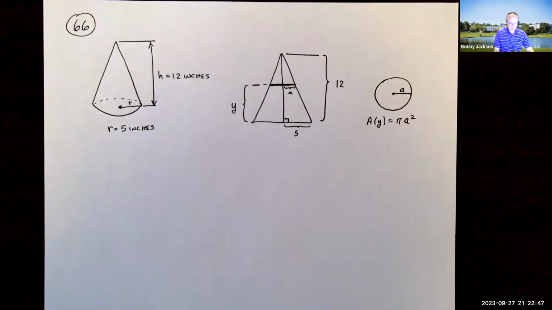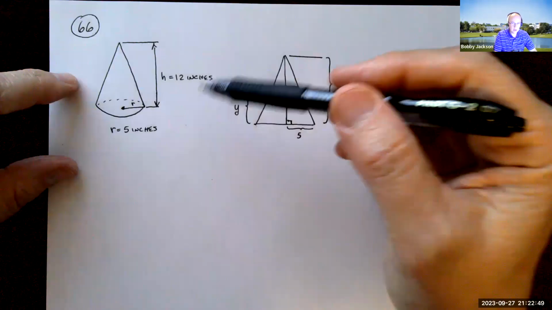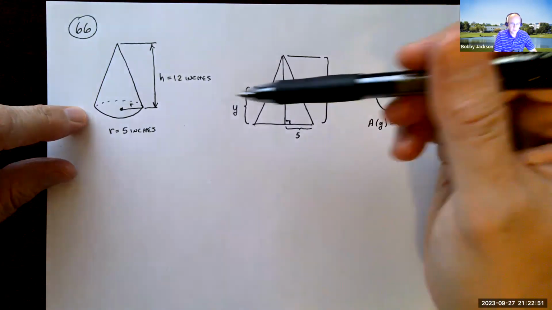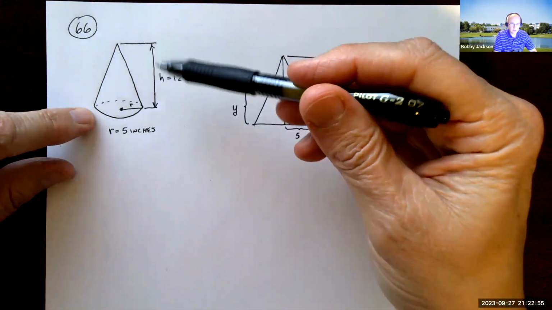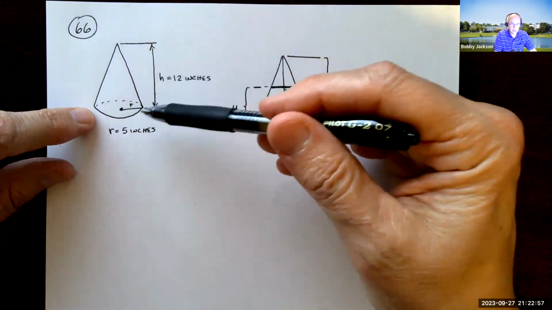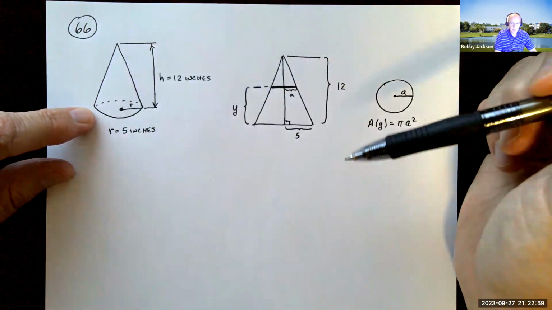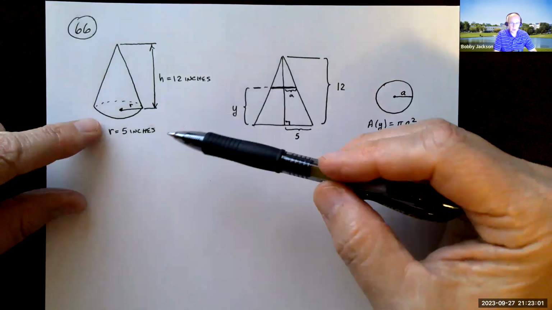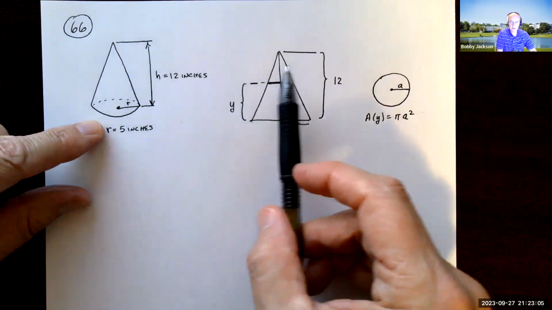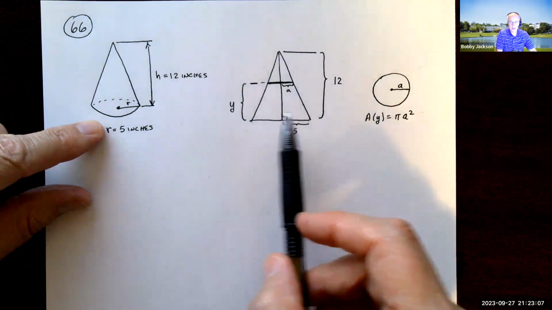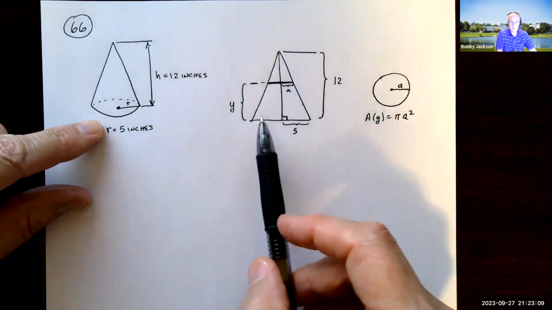All right, let's talk about finding the volume of a cone using calculus. We're going to look at the volume of a cone. We're given that it's 12 inches in height with a base radius of 5 inches. If I look at the profile of this cone, I see a triangle here.